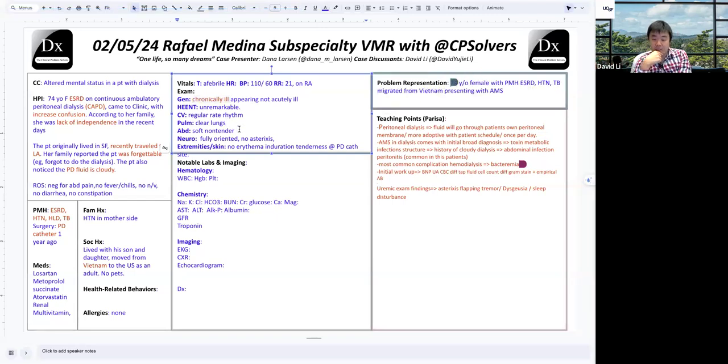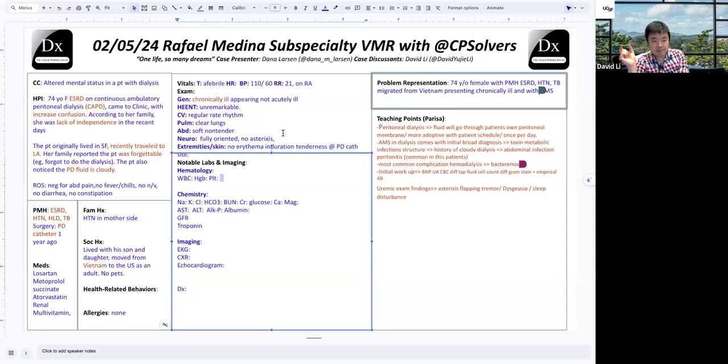So the best way to look for that would be to get fluid from the peritoneal dialysate. Ideally, it has to be at least 1 liter total, and it has to have been sitting in her abdomen for at least 2 hours. Then you can send a cell count and differential. You're looking for a white blood cell count greater than 100 per microliter, usually with greater than 50% PMNs, polymorphonuclear neutrophils.